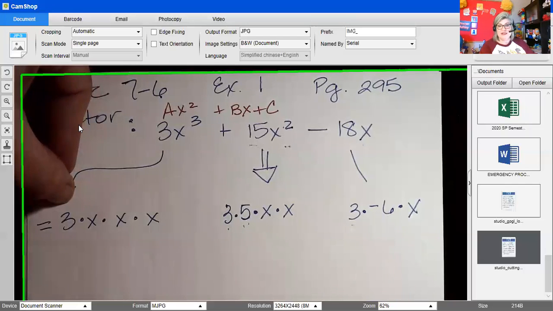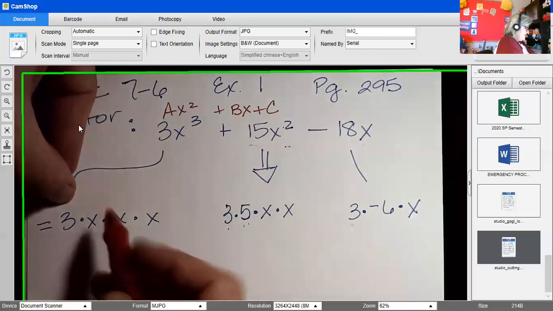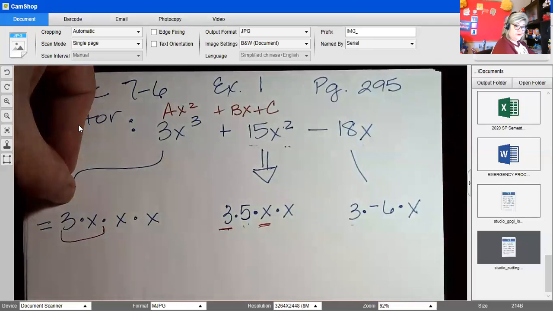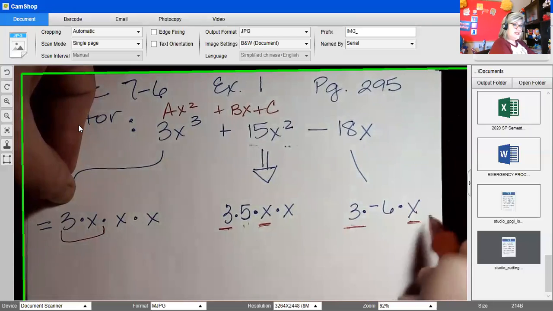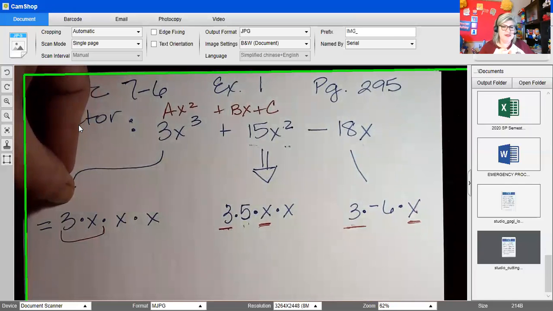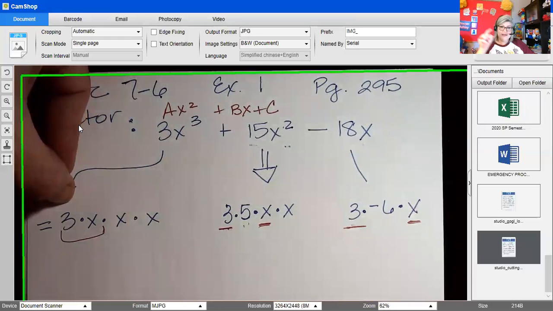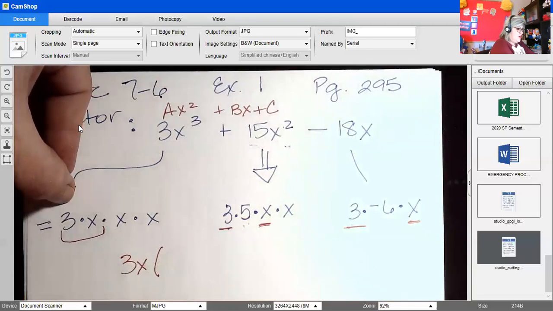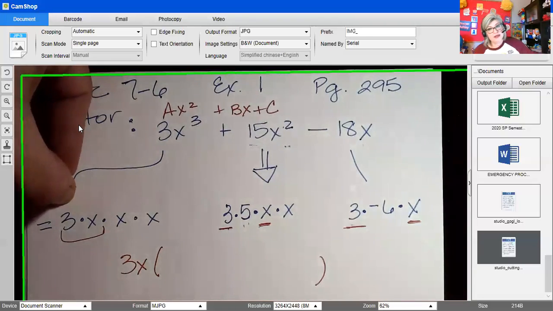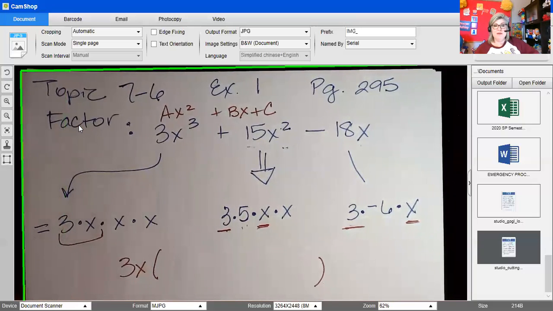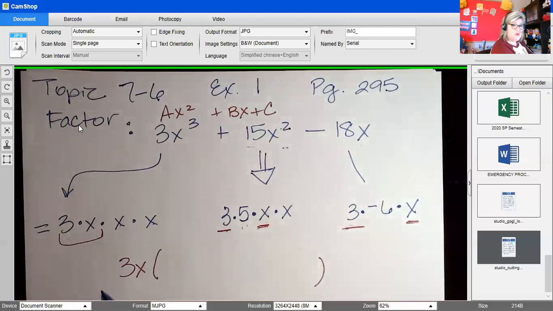So then, once I've done this, I can look and see I've got a 3 and an x here, and I've got a 3 and an x here. So I have something in common, and once you find that something in common, it has to be the exact same in every single term, you can pull it out. So I'm going to pull that 3x out. Once I pull the 3x out, then I need to see what is left. So that's what I'm going to include in my brackets, is what's left. So in my brackets, I'll have this x times x. Well, that's x squared.